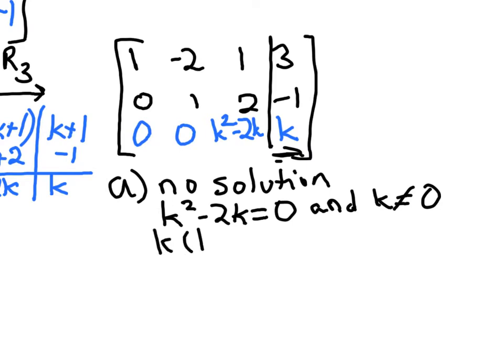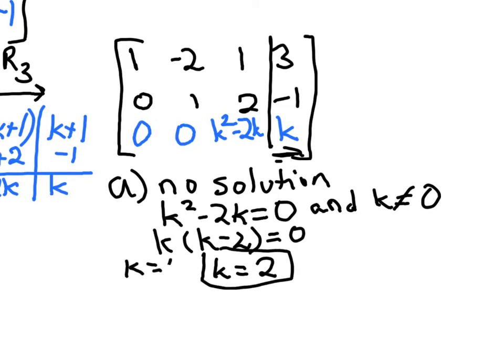Well, this factors as k times k minus 2 equals 0. So k equals 2 is one solution to this equation. k equals 0 is the other solution, but we need k to not be 0 in order to have a pivot in this position here. So there's no solution only when k equals 2. Note that this last row will be 0, 0. You'll have 4 minus 4 here, so 0, and then 2, which would mean the last row is telling you 0 equals 2, which signals an inconsistent system.